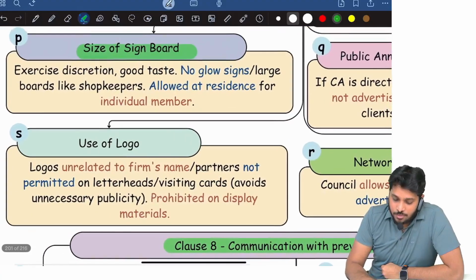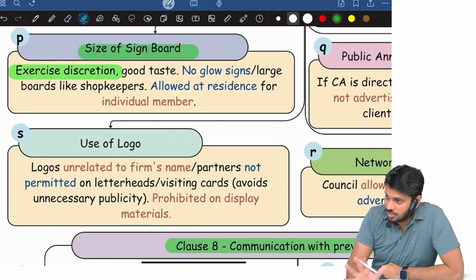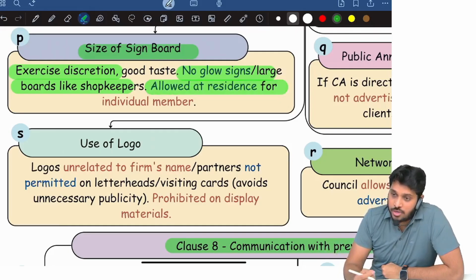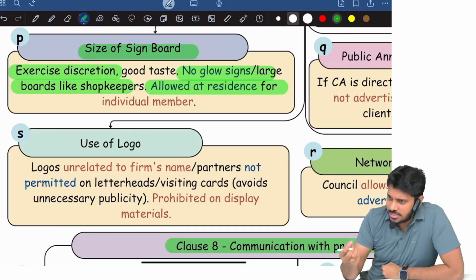Can you use a signboard? Yes, you can, at your own discretion and taste. No glow signs are permitted. Large boards like shopkeepers have, you should not put. You can also put a member CA board at a residential place.